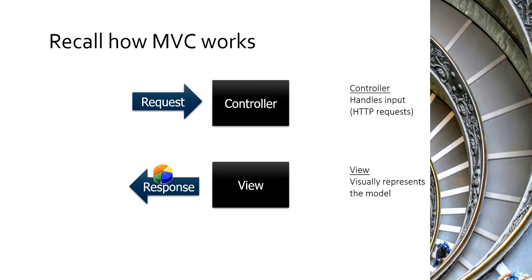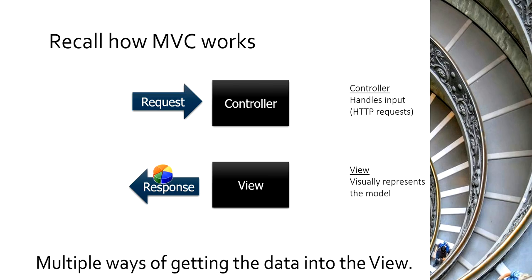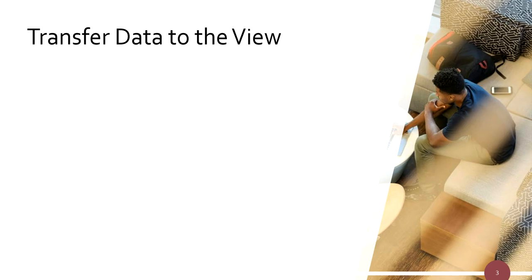Well, that's simple enough, right? The idea of the flow, but a lot of other things can happen with data, how it has to get from A to B to C to D before it actually gets back into the response, right? There are multiple ways of getting data even into the view itself. So we need to go back and review that to make sure we're all on the same page and understand what the options are, right?